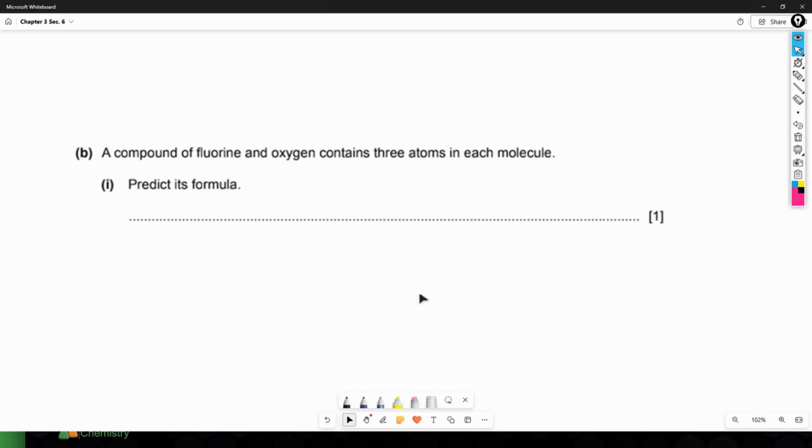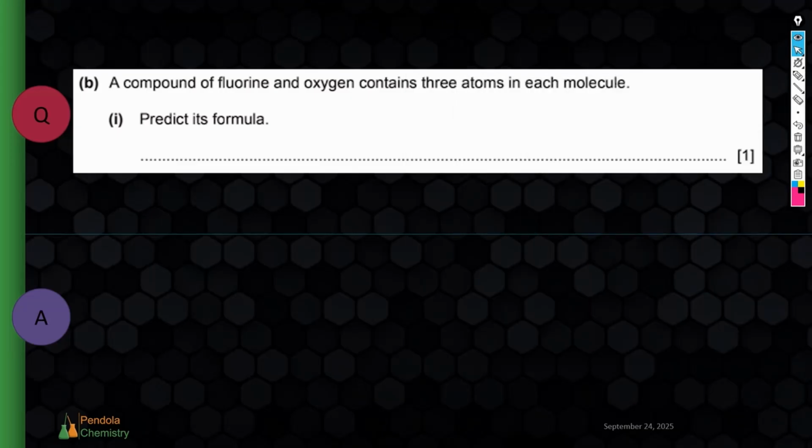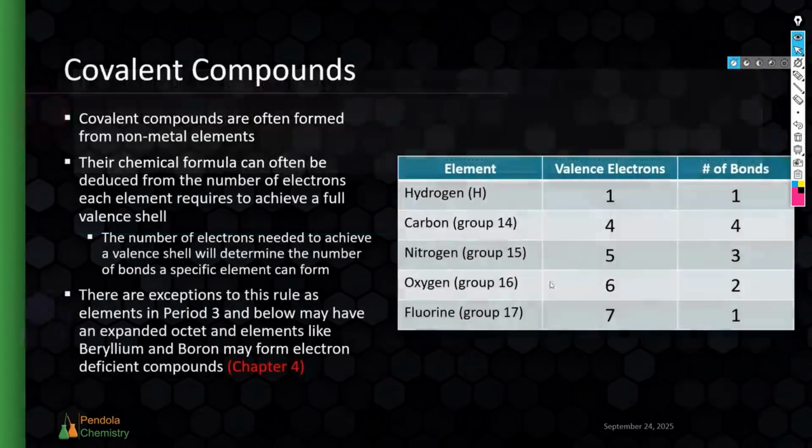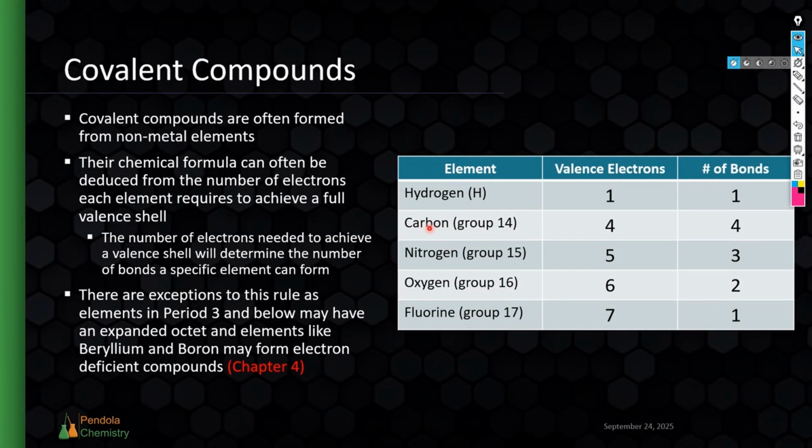So it says here that a compound of fluorine and oxygen. So let's make it purple. We're working here with fluorine and with oxygen. Fluorine is a group 17 element, whereas oxygen is a group 16 element. Now, if we again look at our PowerPoint real quick, we can see that group 17 elements make 1 bond, and group 16 elements make 2 bonds.